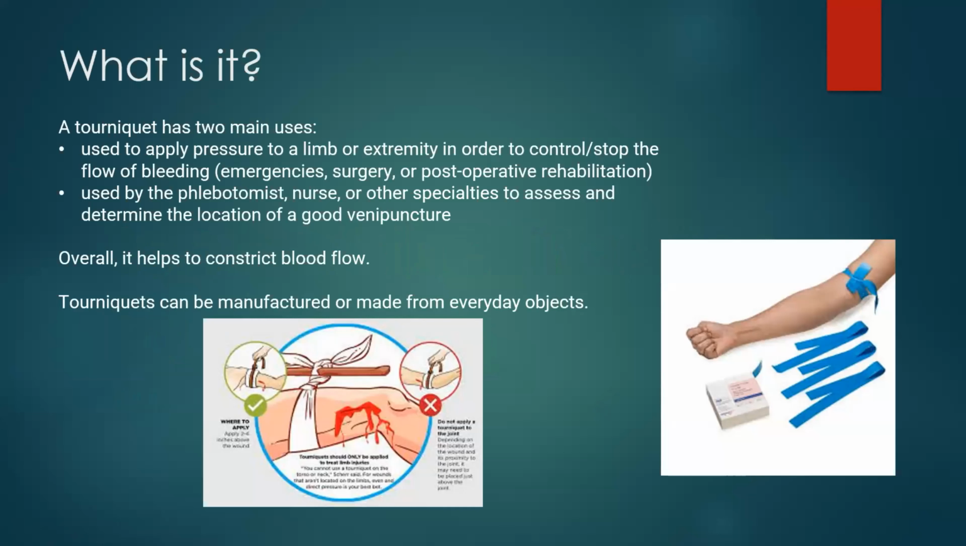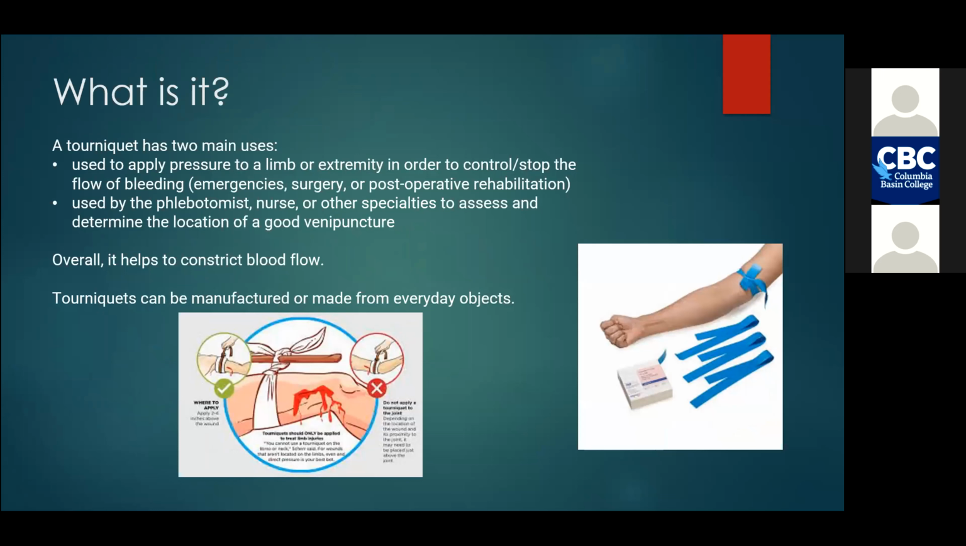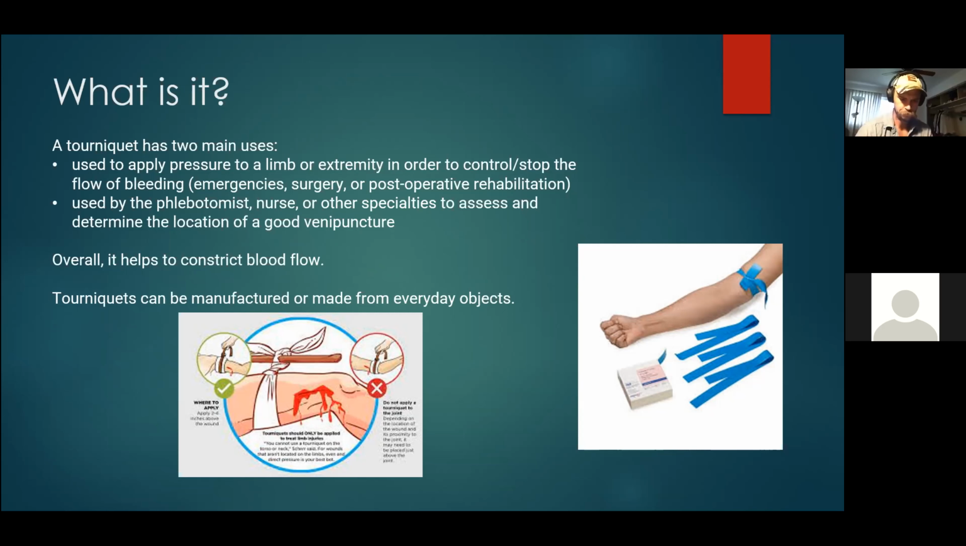Okay, so I had tourniquets. I'm sure we all know, but I'll remind you, a tourniquet has 2 main uses. It can be used to apply pressure to a limb or extremity in order to control or stop the flow of bleeding in situations like emergencies, surgery, or post-operative rehabilitation. And it is also used by a phlebotomist, nurse, or other specialties to assess and determine the location of good venipuncture. So overall, it helps to constrict blood flow, and they can be manufactured or made from everyday objects.